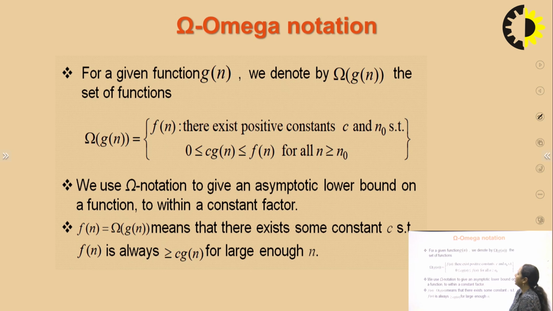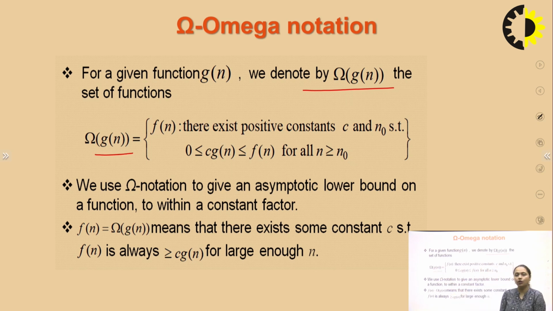Now, for a given function g of n, how do we denote the result? We denote the result as omega of g of n. And how are we going to calculate this? With the help of this.